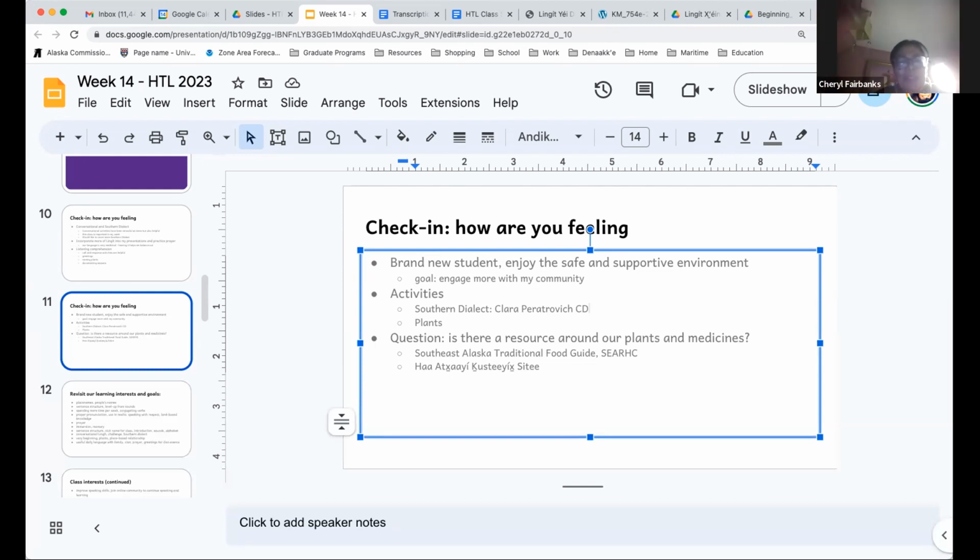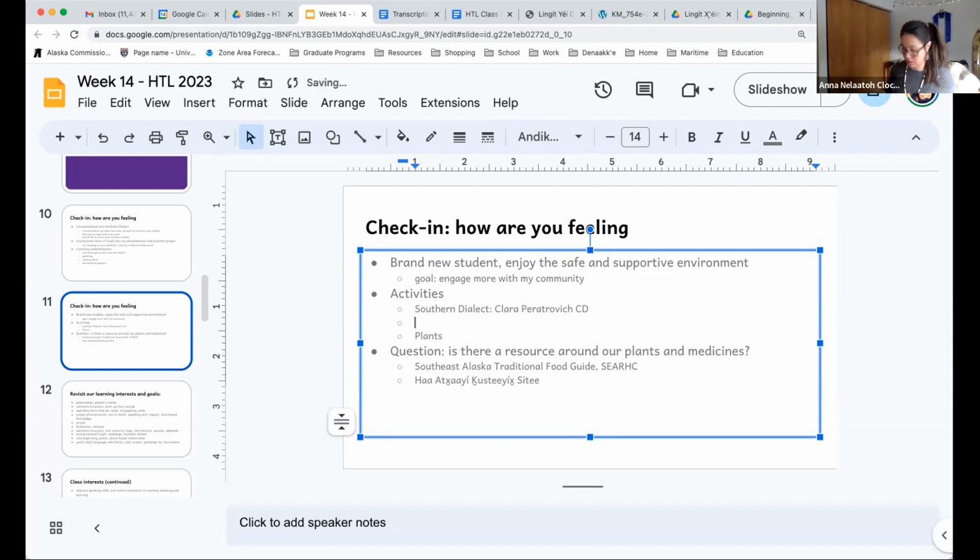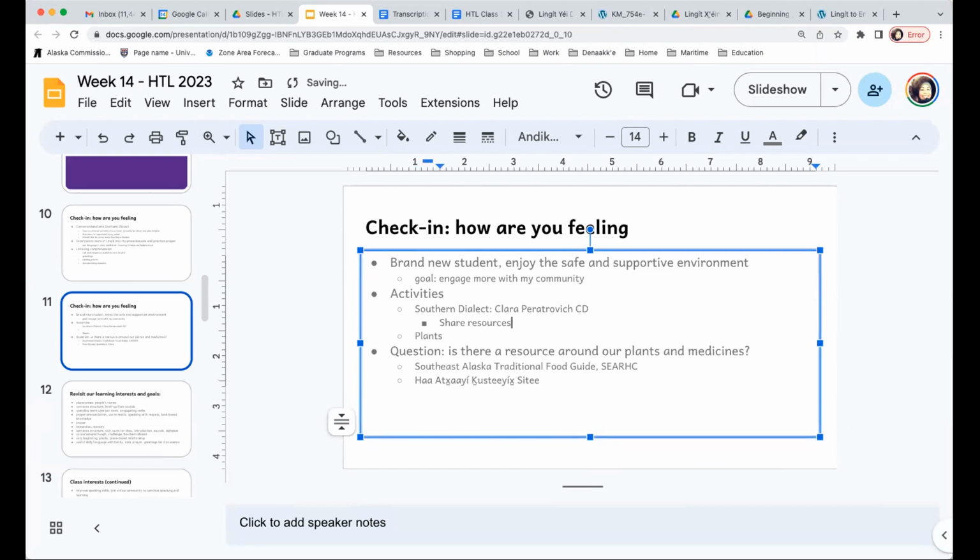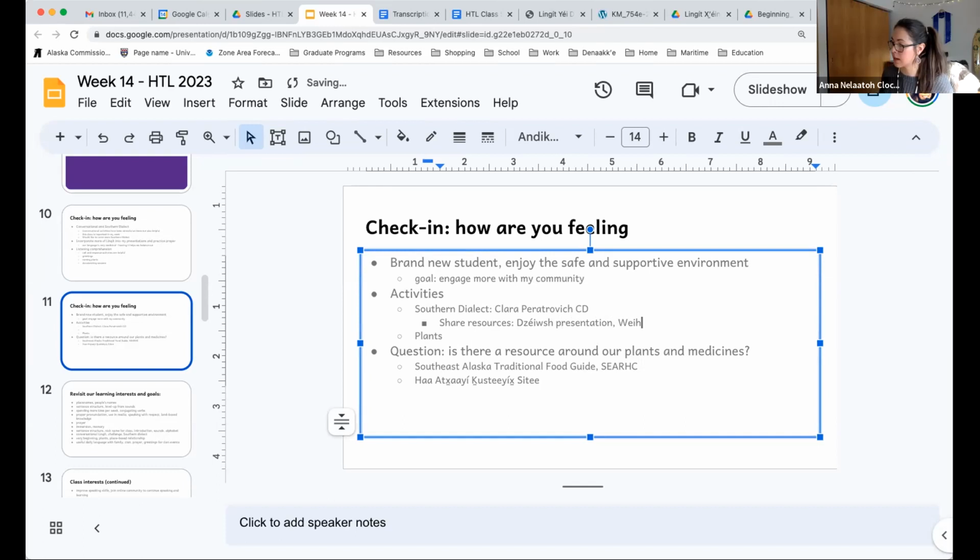Thank you. Gosh. So let me add that. We'll do share resources. That would be great. I don't know about the Wrangell dialect, but I know Saxman dialect is different, at least according to Clara. Okay.